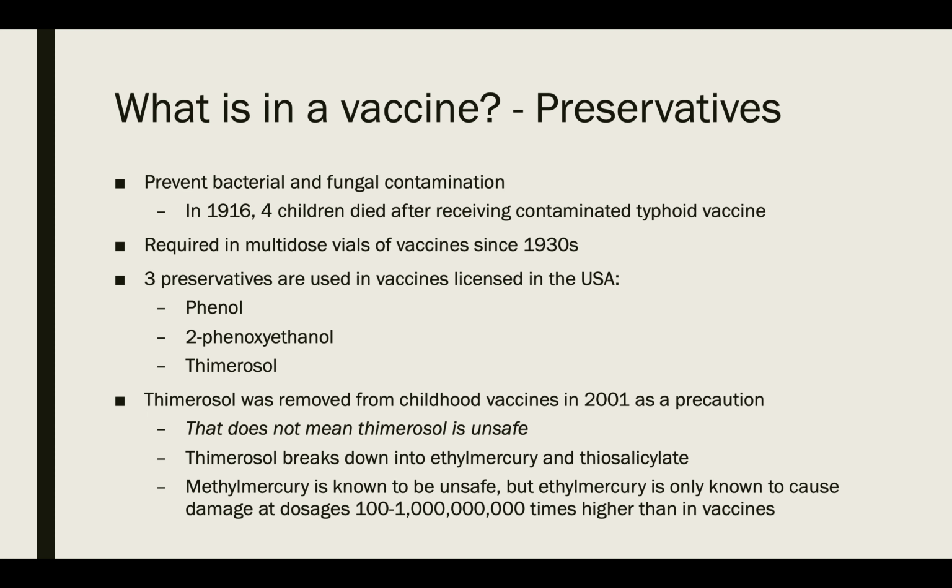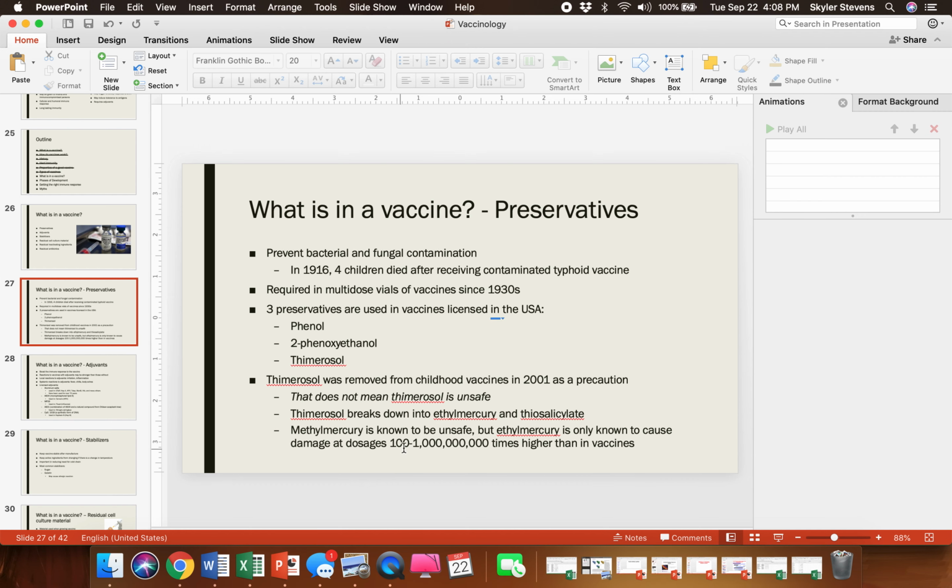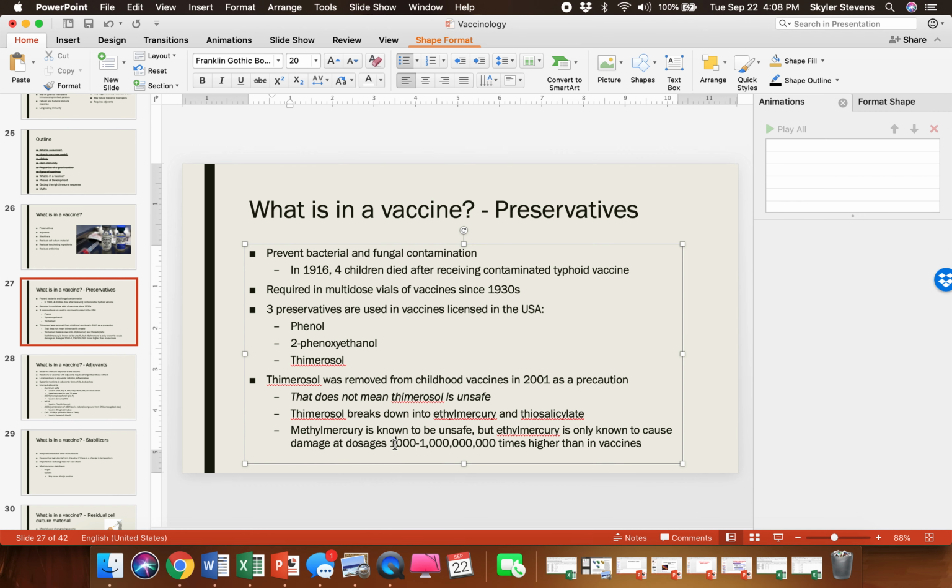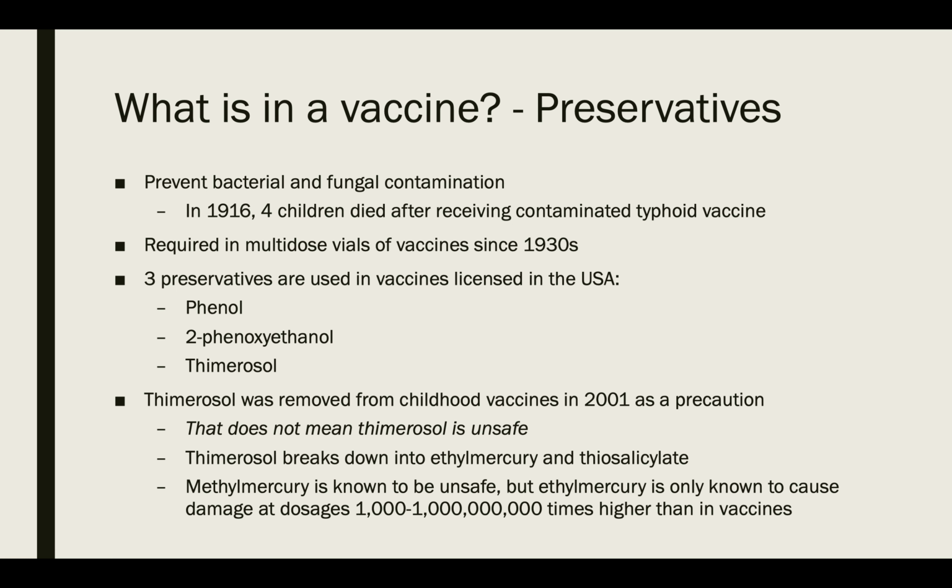Ethyl mercury, there is a lot less known about it, but what we do know is that it only causes damage at doses, that's actually supposed to say 1,000, see all these typos, 1,000 to 1 million times higher than in vaccines. And ethyl mercury and methyl mercury break down differently. Methyl mercury is what you can get stored in your tissues, so it can build up over time. Ethyl mercury, your body actually gets rid of pretty quickly, within a week or two.